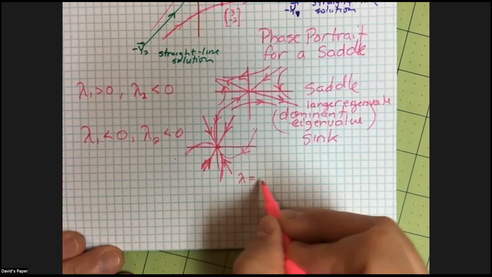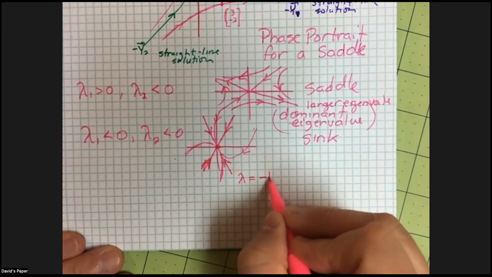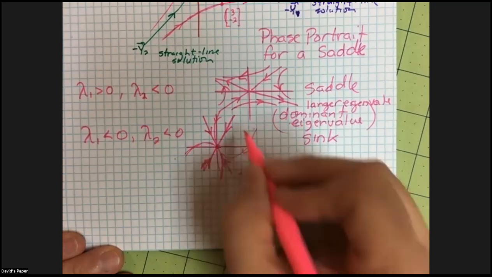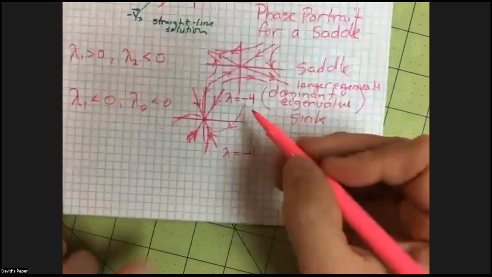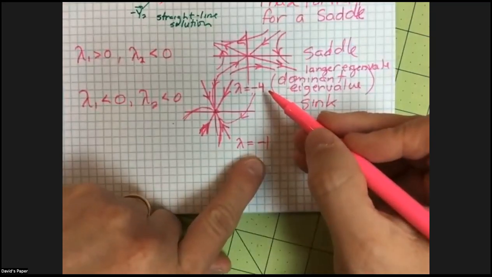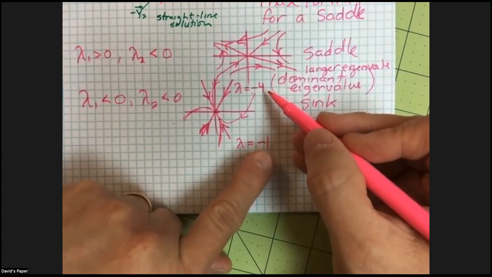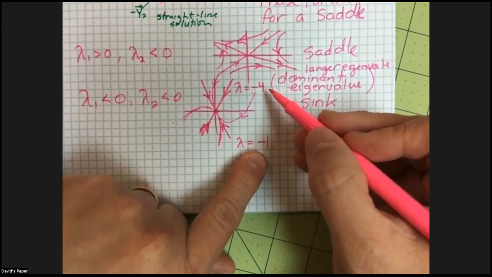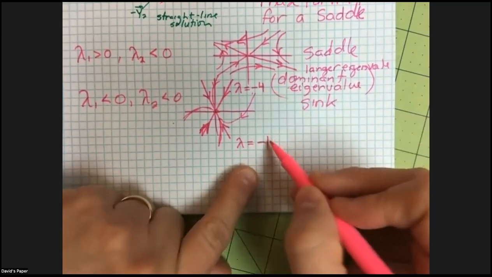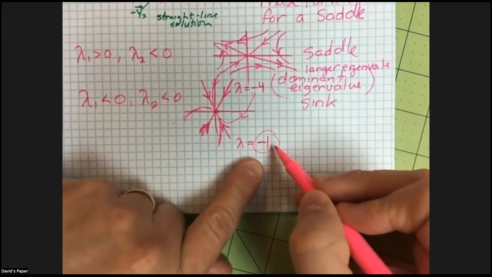But be careful when you talk about negative numbers. Negative one, the number, is larger than negative four, the number. So if your eigenvalues are negative one and negative four, which one's dominant? The larger one. Not the larger one in absolute value, the larger one. Minus one is larger than minus four.